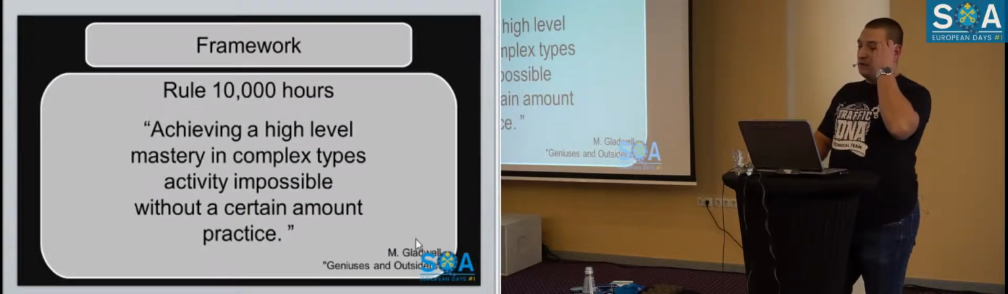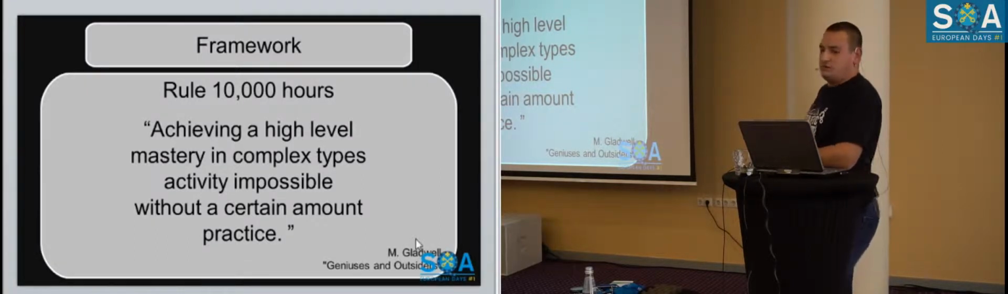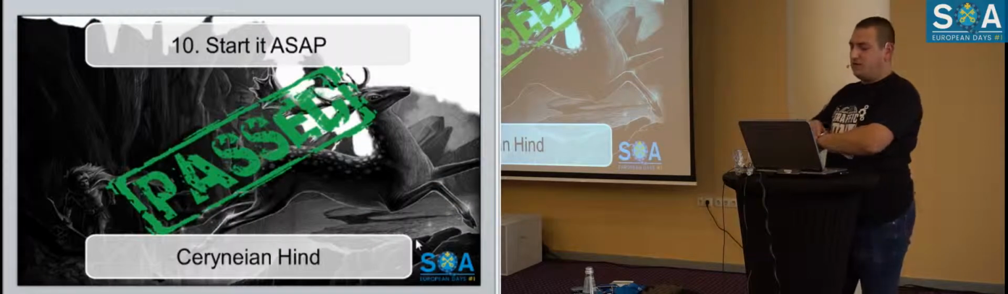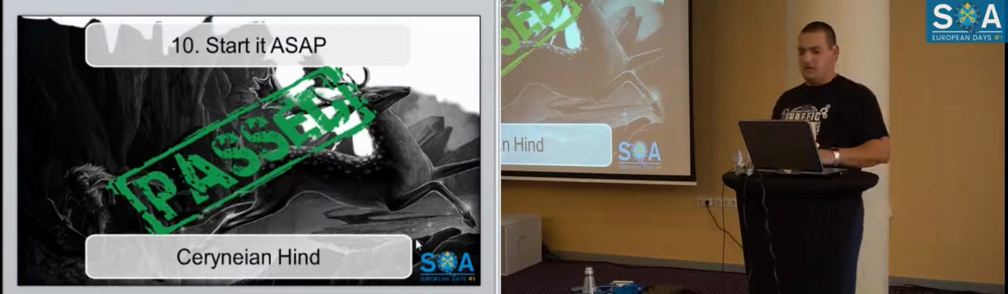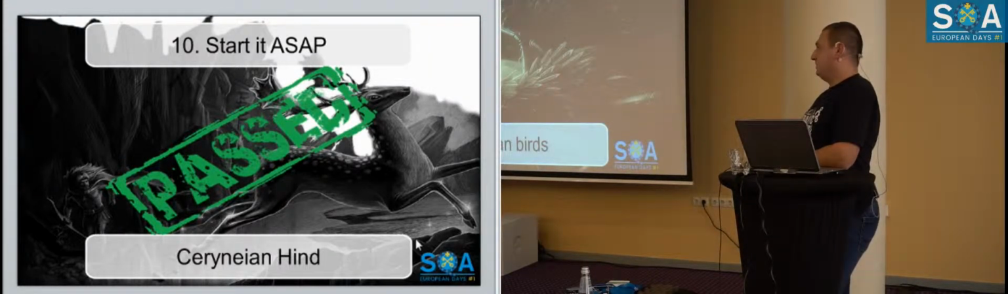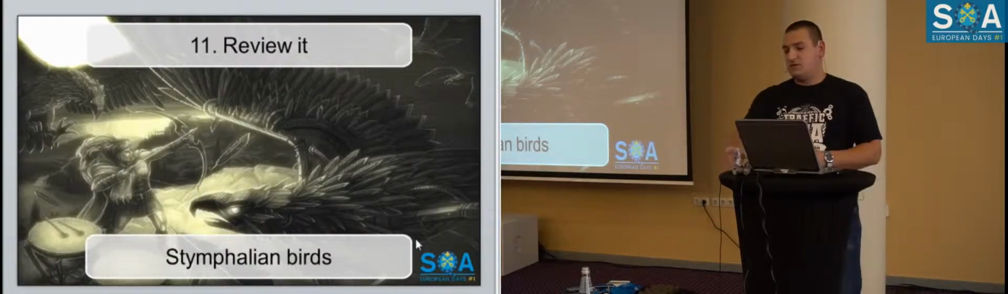And in the book, achieving a high level of mastery in complex types of activity is impossible without a certain amount of practice. This is the rule of 10,000 hours, and it's difficult to achieve a high level of mastery in tests if you haven't written the framework. So don't try to do everything very well and from the very beginning. This is almost impossible. Or try to write tests as soon as possible.